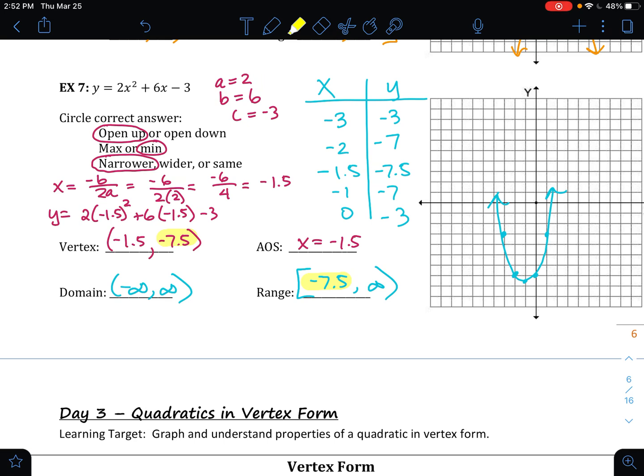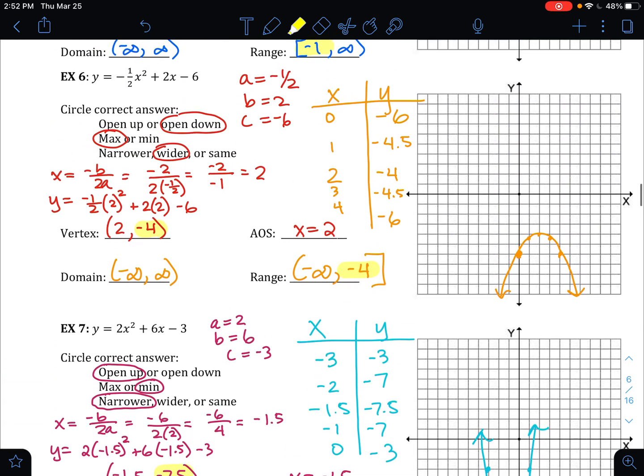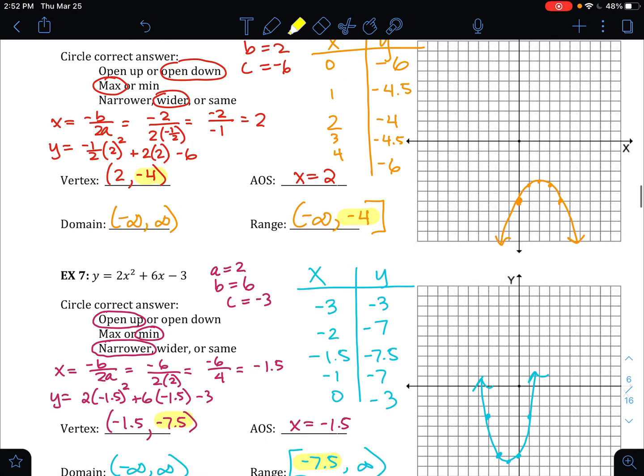So the more you work with these, I think the more patterns you will see. The big takeaway from today is the formula -b over 2a.